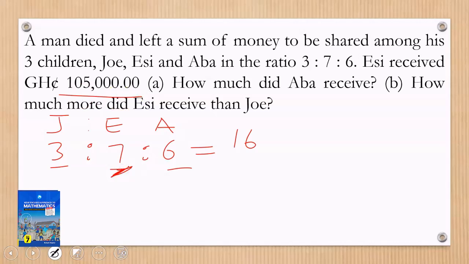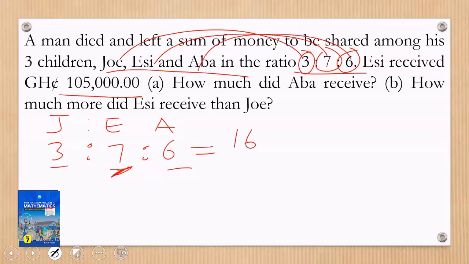And remember that in ratio and proportion, the order in which the names were mentioned will be in the same order in which the ratio is given. So what it means is that 3 responds to Joe, 7 responds to AC, and 6 goes to Abba as well. And so the fraction of AC's share is going to be 7 out of the total ratio, which is 16.